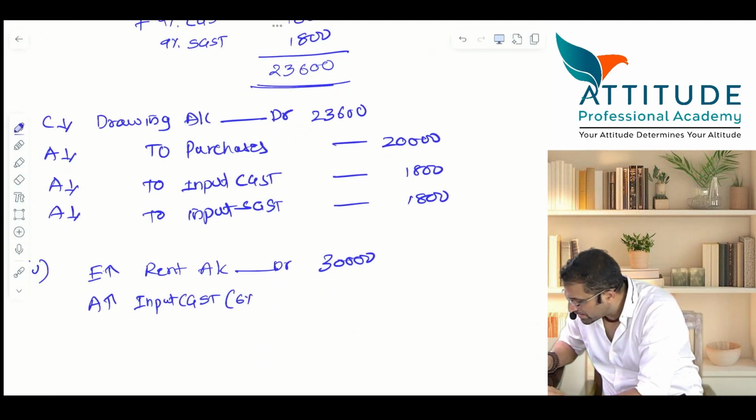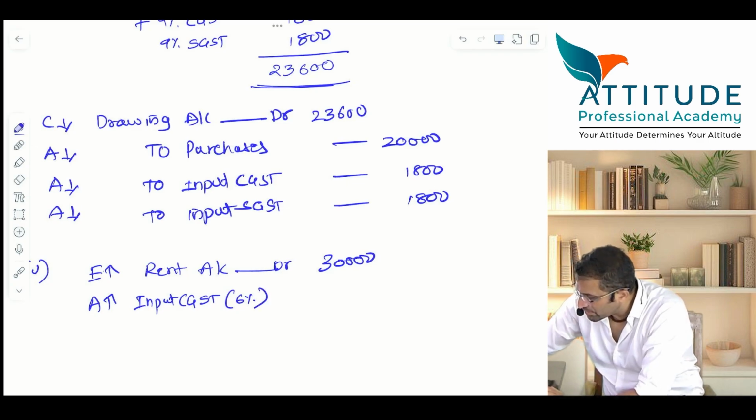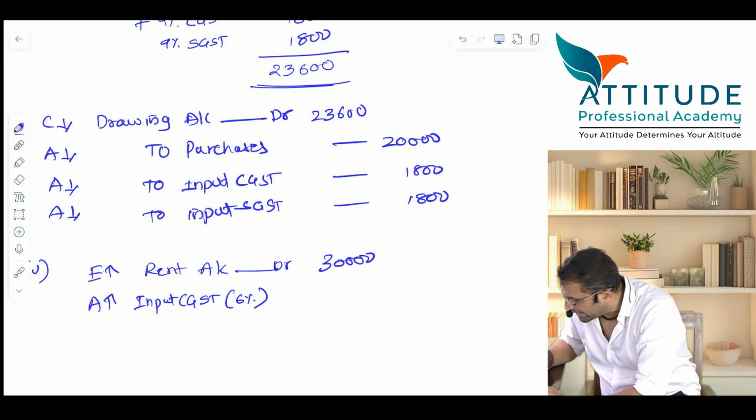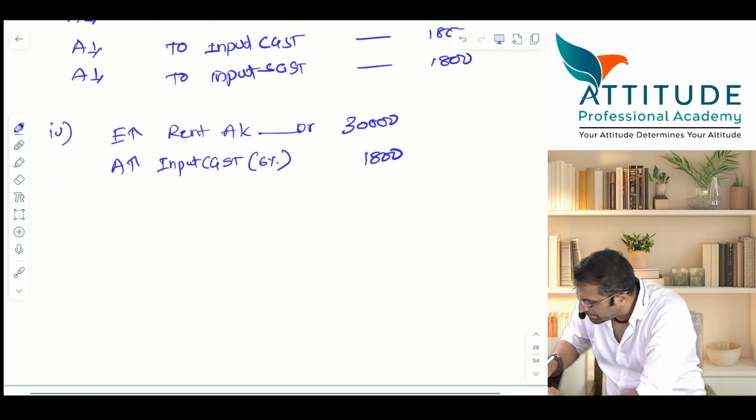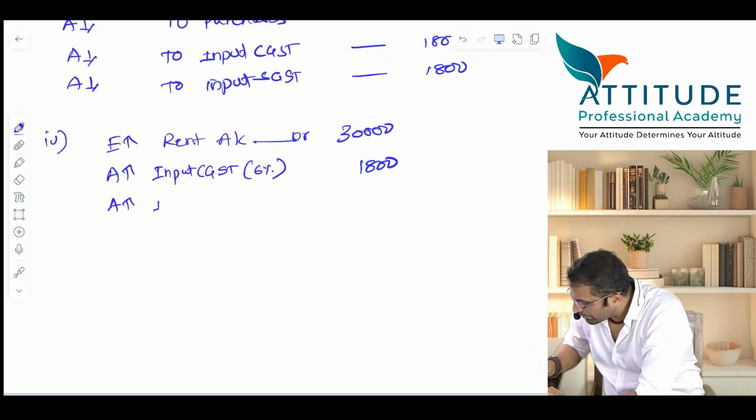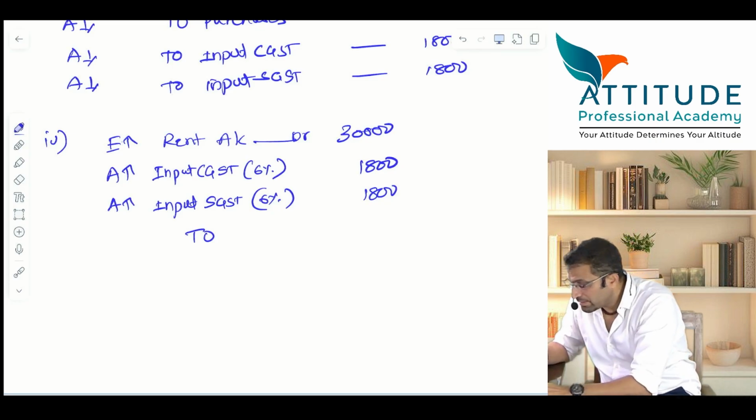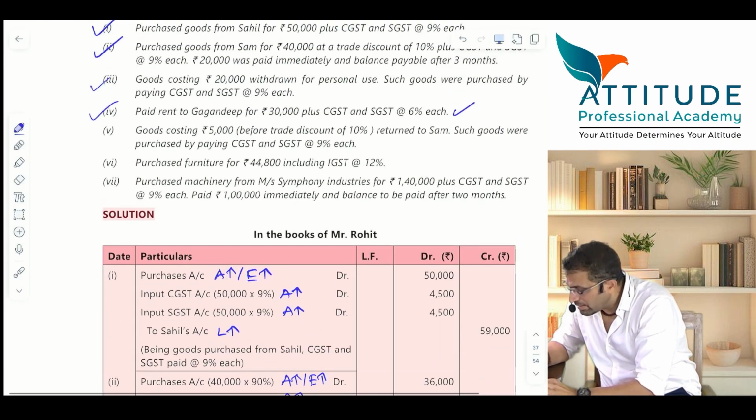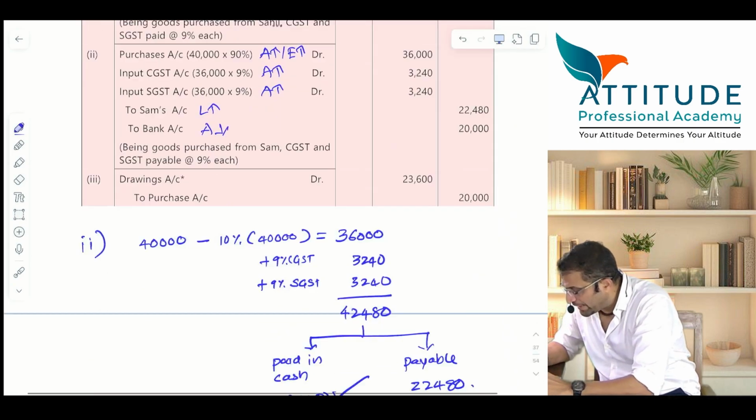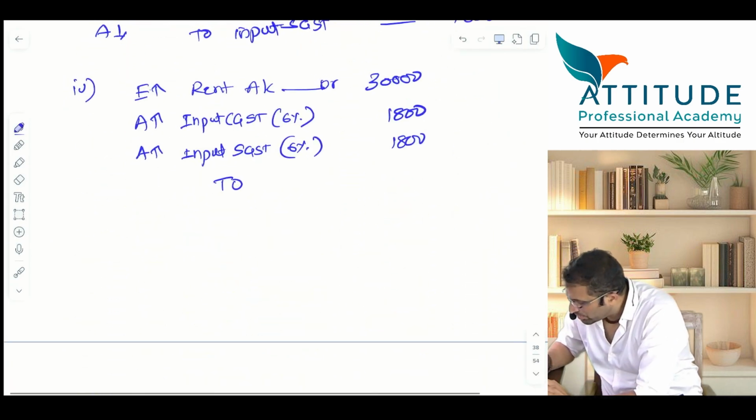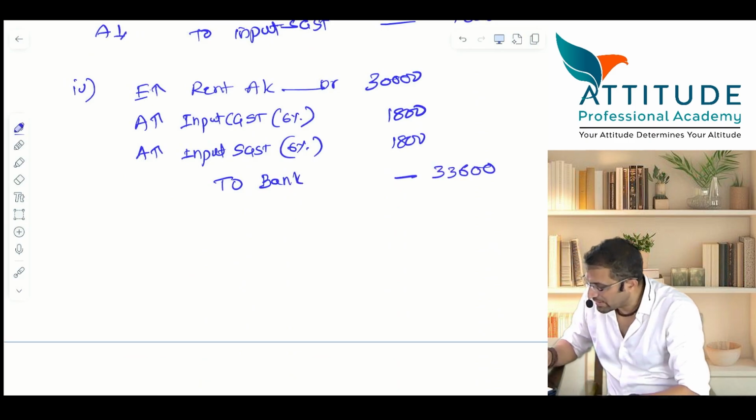Tell me. 6%. So 30,000 into 6% which will be 1,800. Then input SGST 6%. It is paid or payable? Paid or payable? Rent. Paid rent to. Paid है. Paid है. To bank. How much? Total 33,600. Asset reduces.